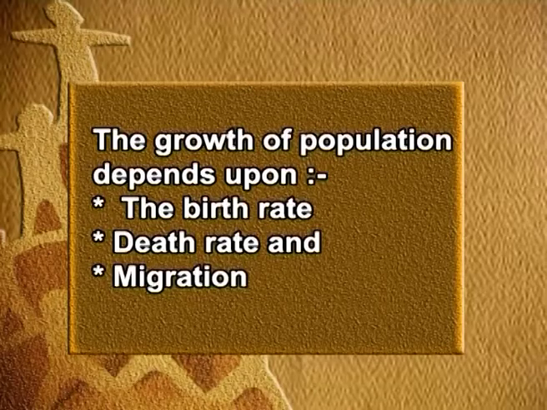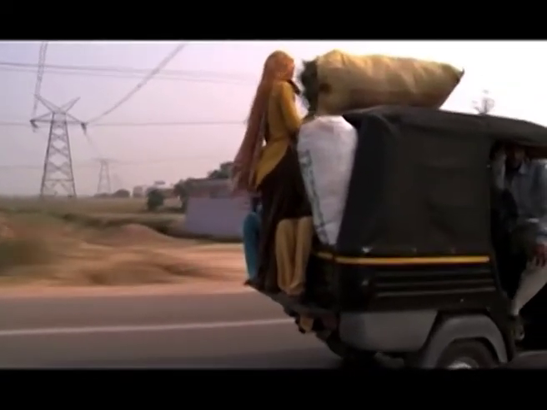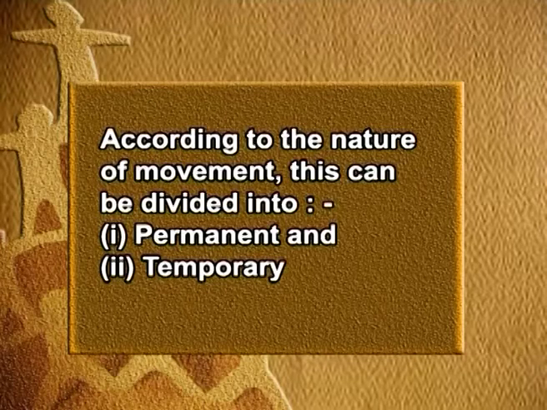Migration and the factors affecting migration. The growth of population depends upon the birth rate, death rate, and migration. Movement of people from one area to another area is called migration. Migration can be of a number of types. According to the nature of movement, this can be divided into permanent and temporary migration.